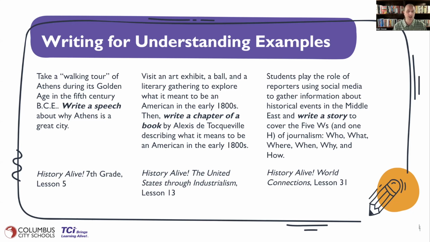From The United States Through Industrialism in grade 8, they're going to visit an art exhibit, a ball, and a literary gathering to explore what it meant to be an American in the early 1800s. Then they'll write a chapter of a book by Alexis de Tocqueville describing what it means to be an American in the early 1800s. And here again, they've had that multiple means of representation and engagement. They've looked at an art exhibit, a ball, a literary gathering. So they've tapped into all of those multiple intelligences before they start writing this book chapter.